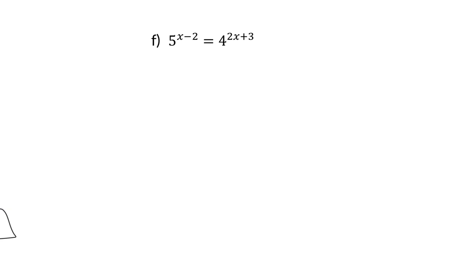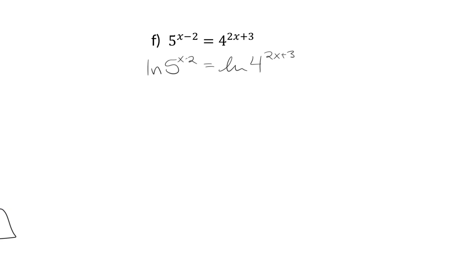If we take the natural log of both sides, this is the natural log of 5 to the x minus 2 equal to the natural log of 4 to the 2x plus 3. By the way, I don't know why sometimes I write it in print and sometimes in cursive. There's no reason, in case you were wondering.